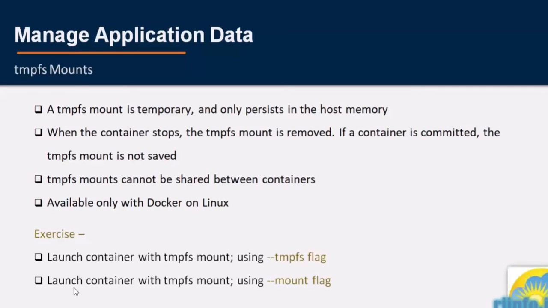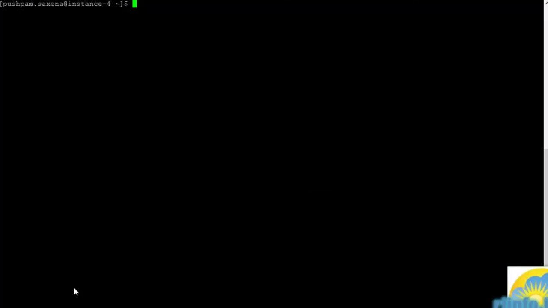Now the second exercise: launch a container with a tmpfs mount using the mount flag. So let's go back to our host and run a container. Docker run -itd --mount, the type would be tmpfs and this time we will give destination instead of source. So the destination would be our /app folder and the image would be Tomcat.